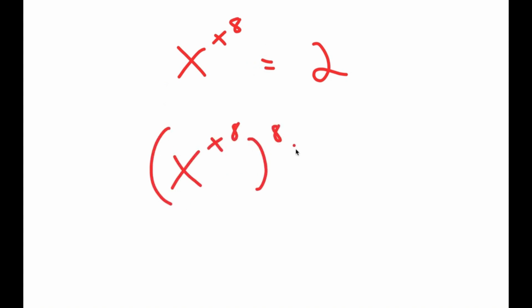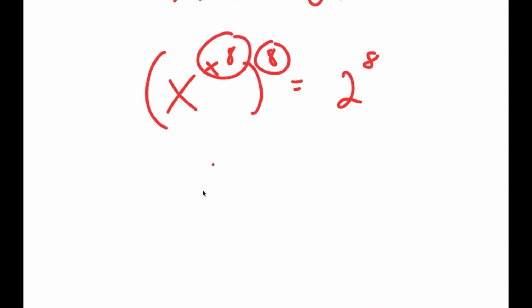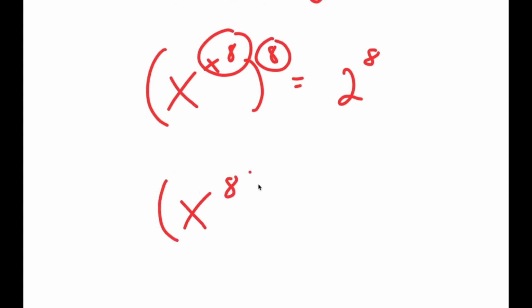Alright, so in this video, I'm going to solve the equation x^(x^8) = 2. I'm going to first start by taking the power of 8 on both sides. So I get (x^(x^8))^8 = 2^8. And now I'm going to switch the places of these two. So I get (x^8)^(x^8) = 2^8.